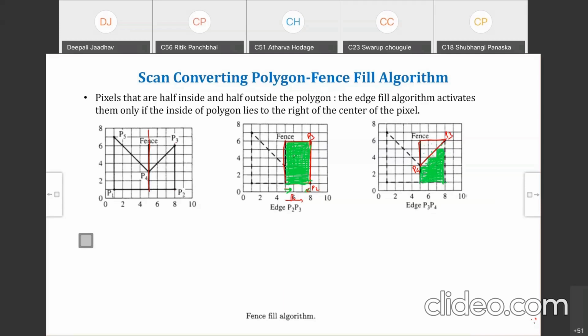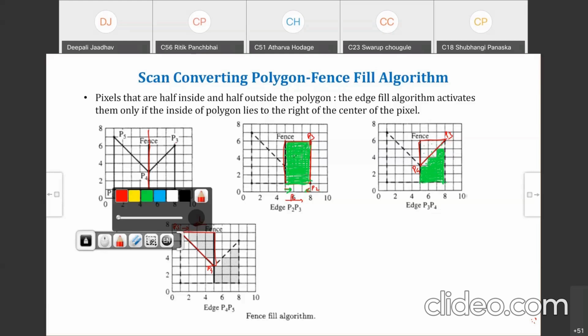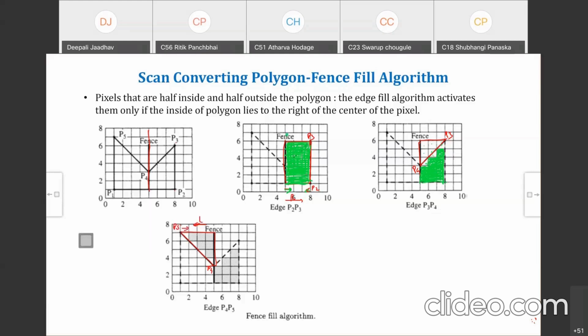Okay. Now after this, we move toward the next line, P4, P5. What is it? It is on the left side of the fence. So complement all the pixels whose midpoint lies to the right of this intersection line and left of the fence. So we need to consider this portion only. Complement all these, which are all white.